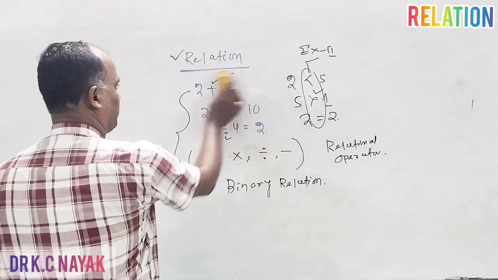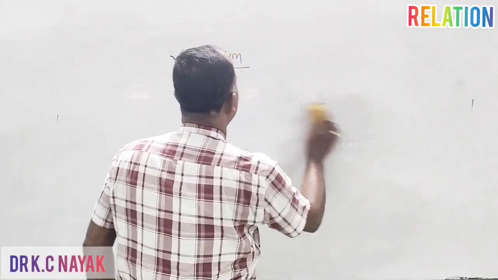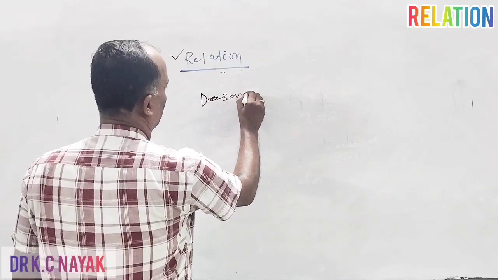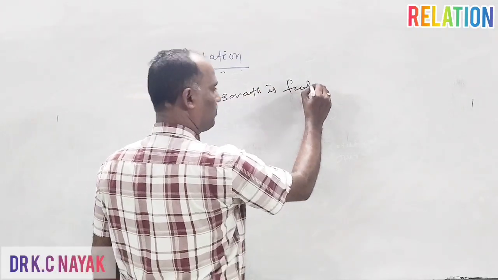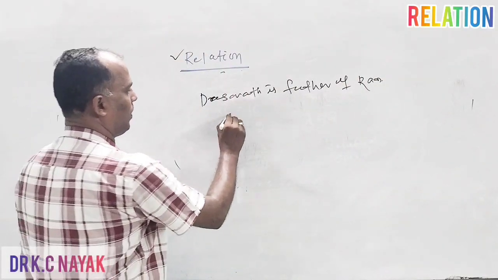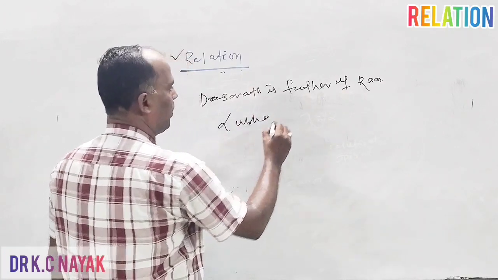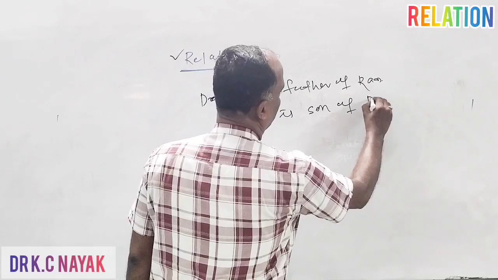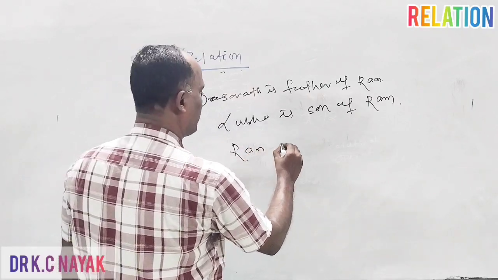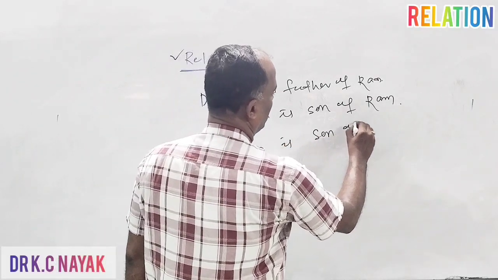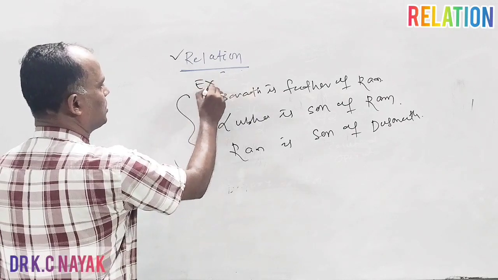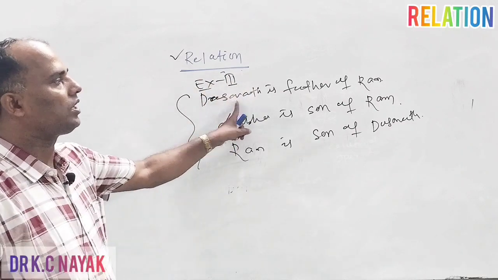Let us take another example. Dasharatha is the father of Rama. Lava is a son of Rama. Rama is a son of Dasharatha. Just you see this example. Dasharatha is the father of Rama.